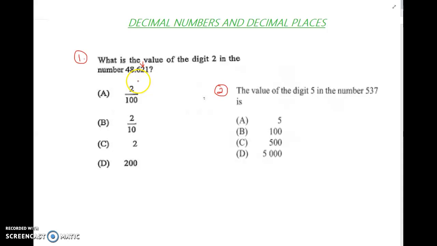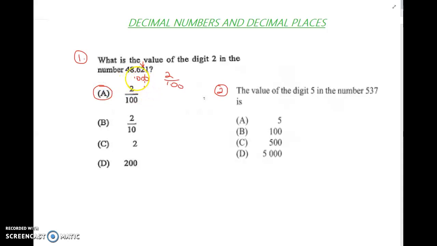48.621. So remember I told you put a 1 under the decimal point and add zeros under every other number. So the 2 was really stopping here. So the value of the 2 is 2 over 100, which is option E.